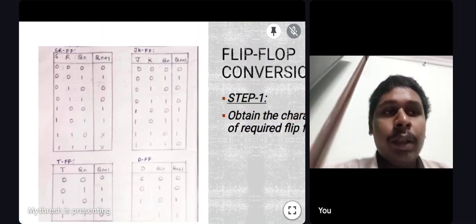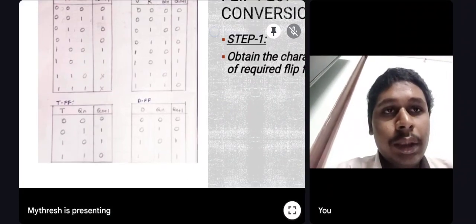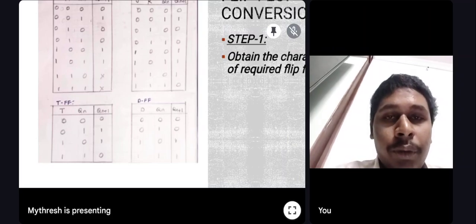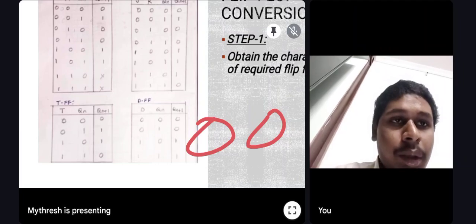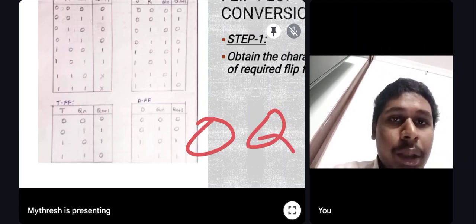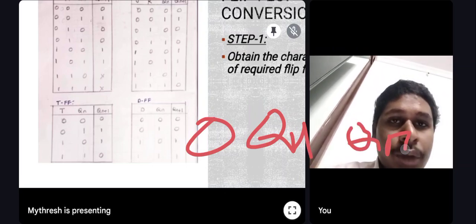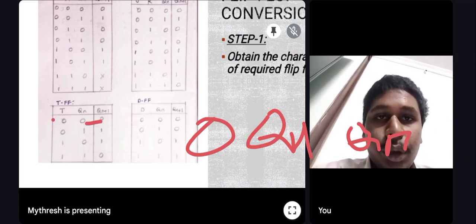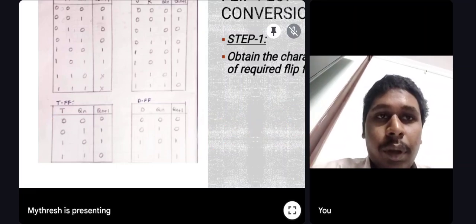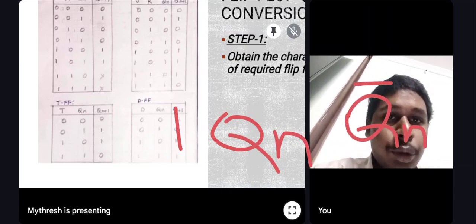This is how to remember the SR and JK flip-flop characteristic tables. So let us see the T flip-flop. In T flip-flop, if the input is 0, the present state Qn is automatically reflected into the next state as Qn. As we can see, if the input is 0, then the present state comes directly into the next state. And for the next one, if the input is 1, then the Qn in the next state becomes Qn bar, as you can see here.